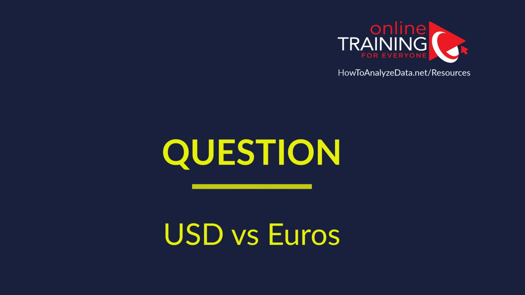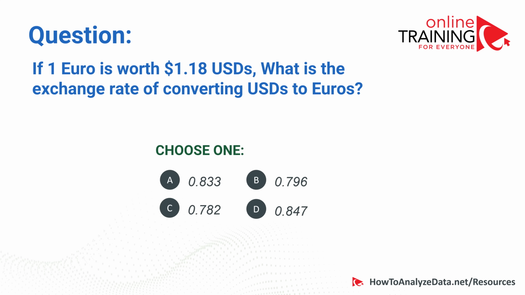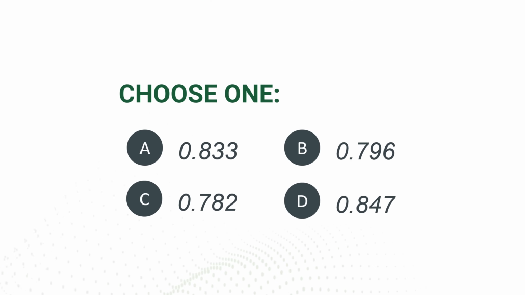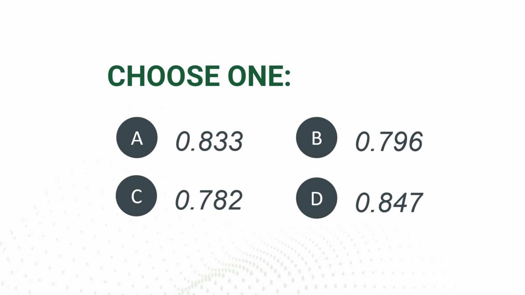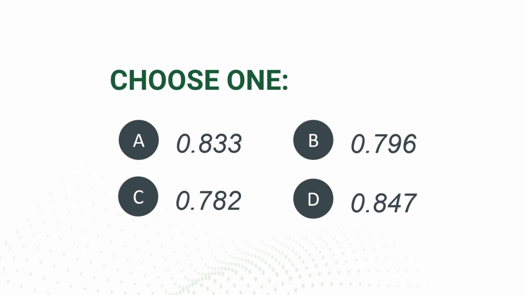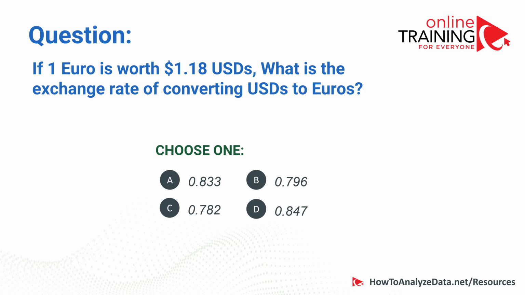Now let's look at the question which is very frequently used as part of aptitude tests when you're applying for a position in the financial industry, especially in the banking and insurance industries. If €1 is worth 1.18 US dollars, what is the exchange rate of converting US dollars to euros? You have four choices here: 0.83, 0.79, 0.78, and 0.84. How would you calculate this? Let's see if you can nail this question.